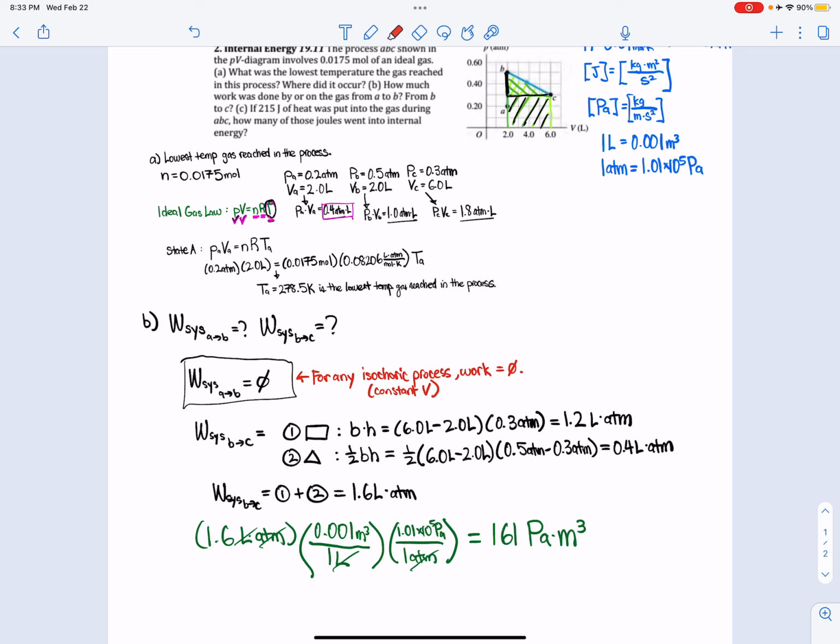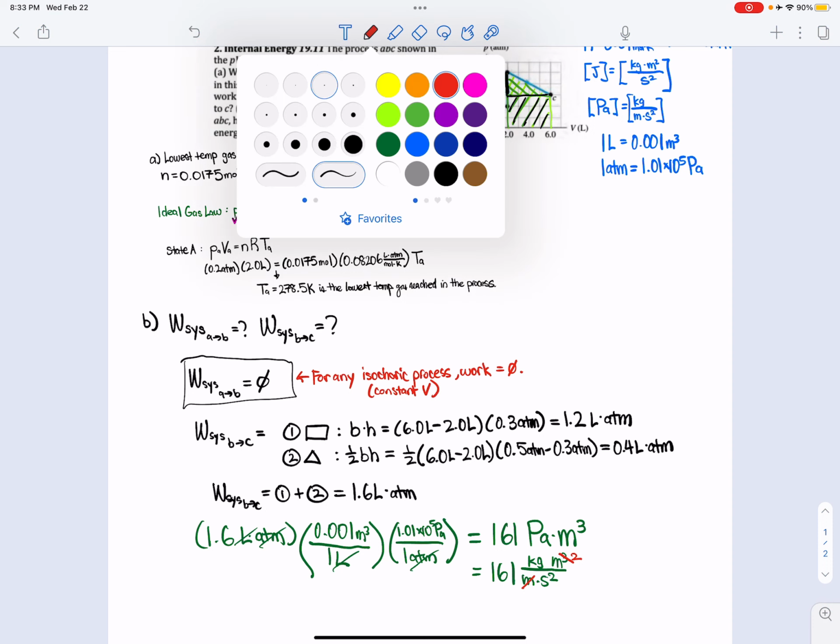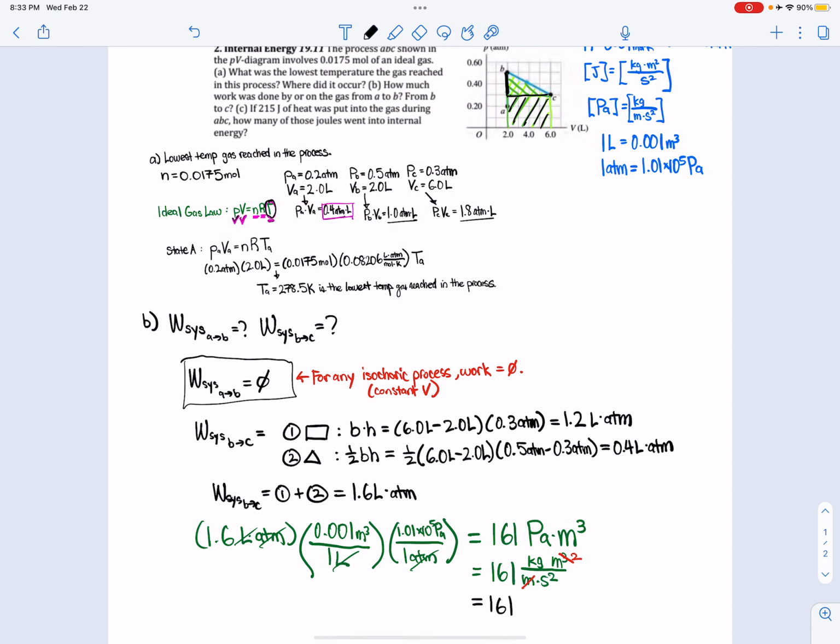All right, and as I mentioned here, 1 pascal is equal to kilogram over meters times second squared. So I'm going to change my units: 161, and instead of pascals, I'll say kilogram over meters times second squared. Then I also have this cubic meter that I won't forget, times meter to the 3rd power. And I can cancel things out, right? This becomes to the 2nd power. So then I'm left with 161 kilograms meter squared over second squared.